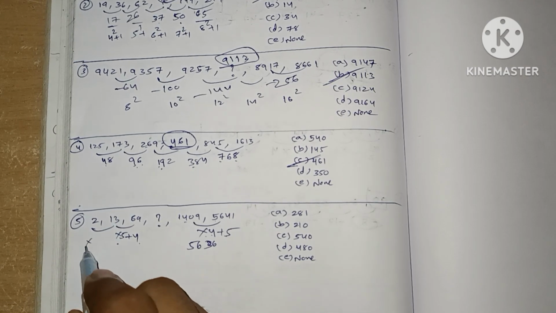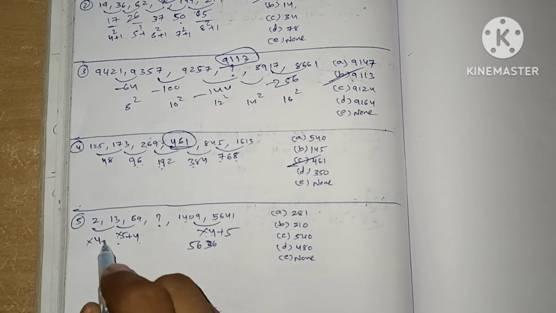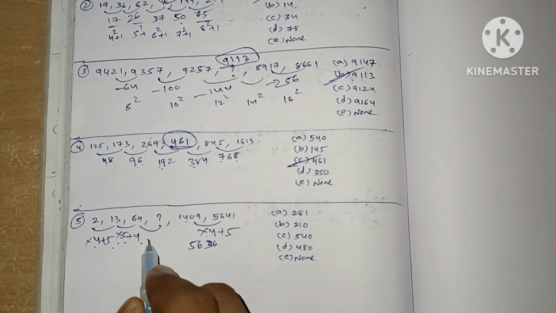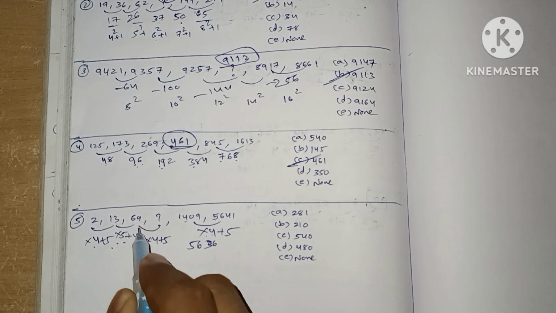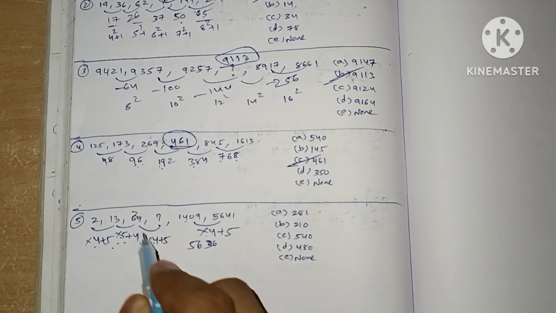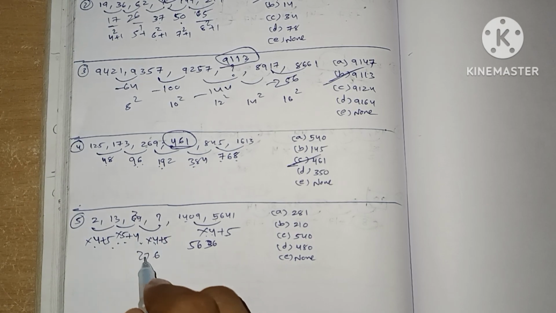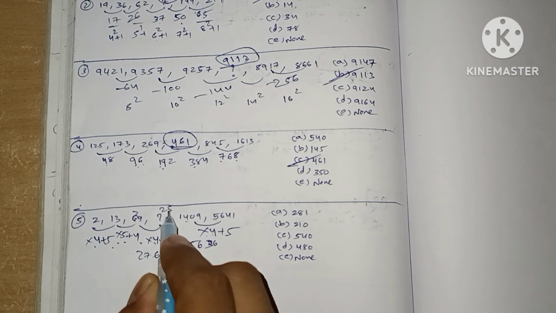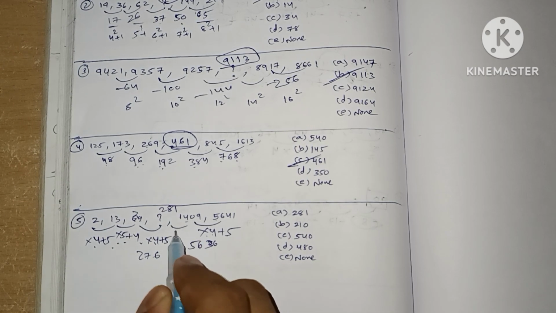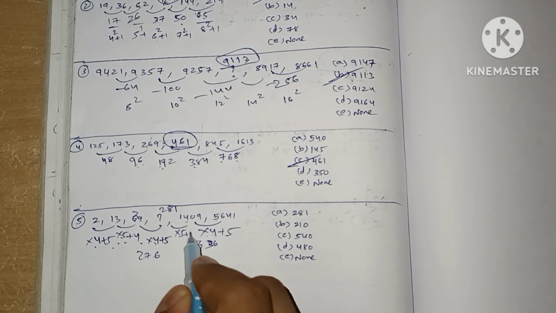Let's see this one. Into 4, 8 plus 5. So into 4 plus 5 into 5 plus 4. So it must be into 4 plus 5. 9, 4, 36. 6 4 times 24, 27 plus 5 will be 281. 281 into 5 plus 4.